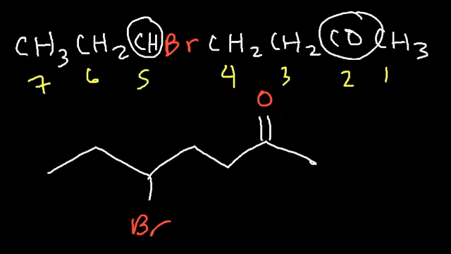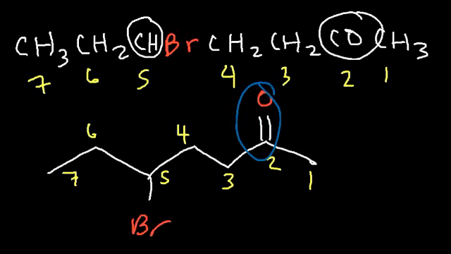Now let's go ahead and name this particular ketone. Feel free to pause the video and try this example. Now we need to count from right to left and not left to right because we want the ketone functional group to have the lowest number. So that's why we need to count it in that direction.